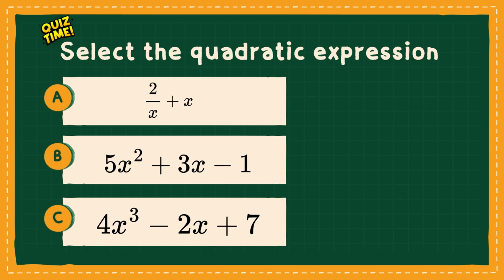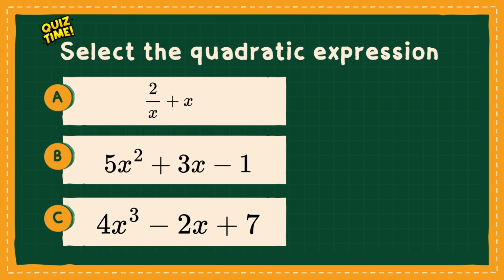Now, I have a quick question for you. Quiz time. Select the quadratic expression. So you have three options. Option A, 2 divided by x plus x. Option B, 5x squared plus 3x minus 1. And option C, 4x to the power 3 minus 2x plus 7. I'm going to give you 3 seconds.